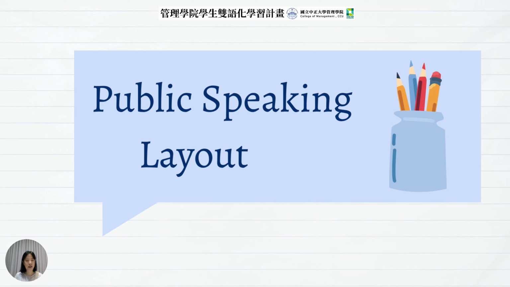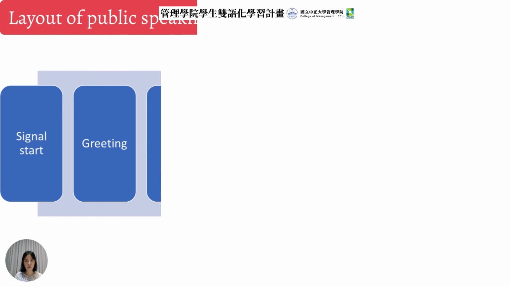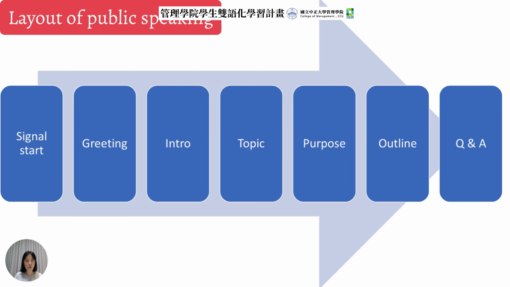So after we know something about the layout of public speaking, let's move on to a summary of how a public speaking layout should look. The layout of public speaking should look like this. We have 7 different parts in a public speaking. So the first part, you will signal start, moving on to greeting, then introduction about yourself, then talking about the topic and the purpose why you will be discussing the topic, then moving on to the outline on several different parts. Then after you finish the whole presentation, you'll be moving on to the Q&A part.